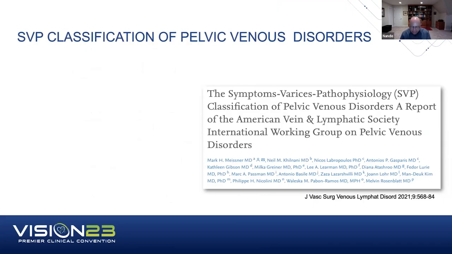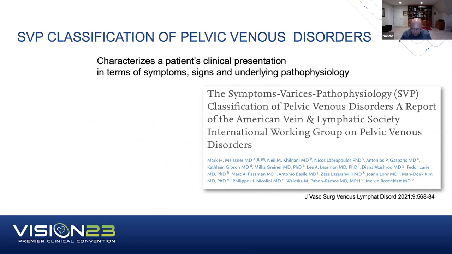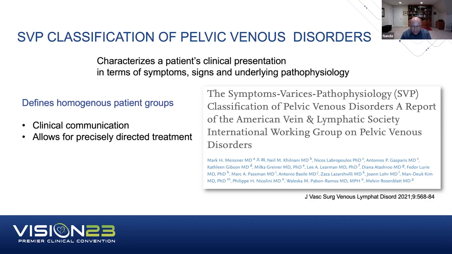The SVP classification was published in 2021 by a cohort of international authors from different medical subspecialties to provide a uniform language for pelvic venous disorders. This instrument characterizes a patient's clinical presentation in terms of symptoms, signs, and underlying pathophysiology. It defines a homogeneous patient group. It facilitates clinical communication, allows for precisely directed treatment, allows for the development of patient-reported outcome measures, and allows for the development of clinical trials.